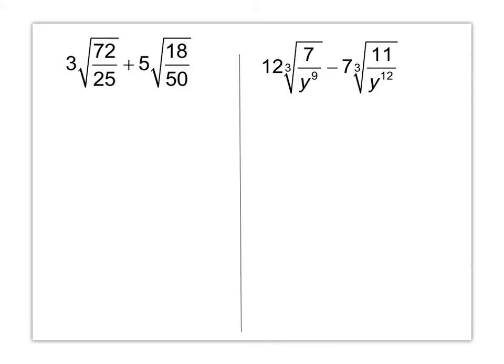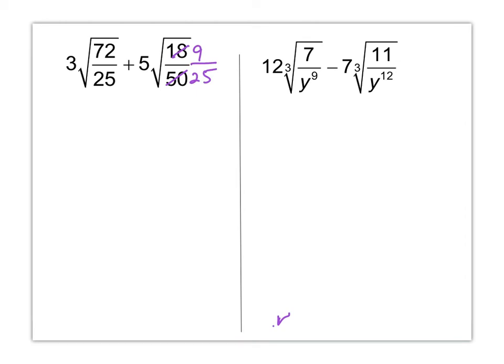All right, let's simplify 3 times the square root of 72 over 25 plus 5 times the square root of 18 over 50. What I noticed right away is that under the square root on the right side here, 18 over 50, these are both even numbers. This fraction can be reduced. 2 goes into both of these. 2 goes into 18 9 times, and 2 goes into 50 25 times. So that's one thing that we can do.